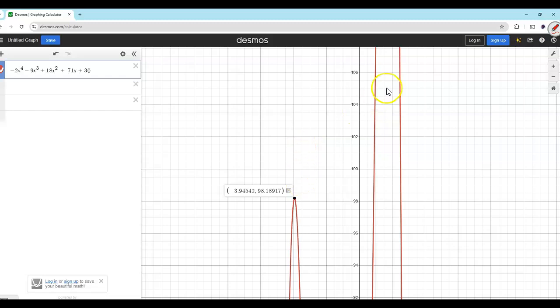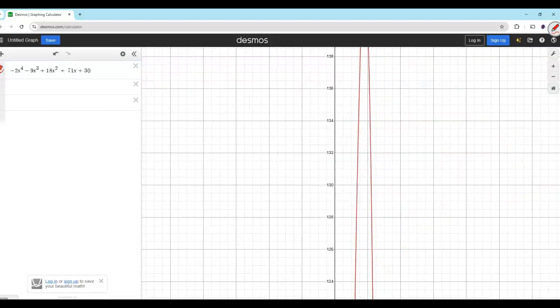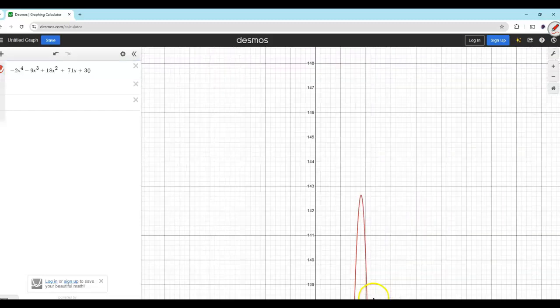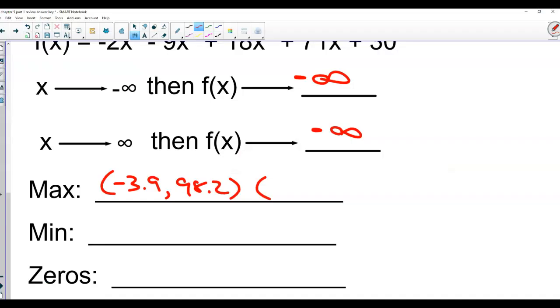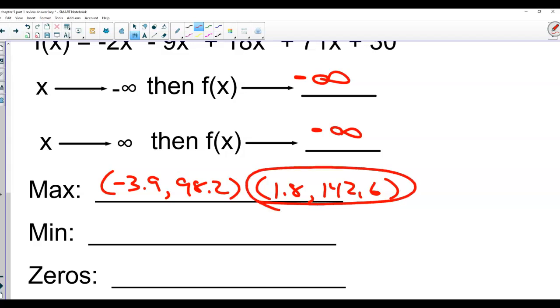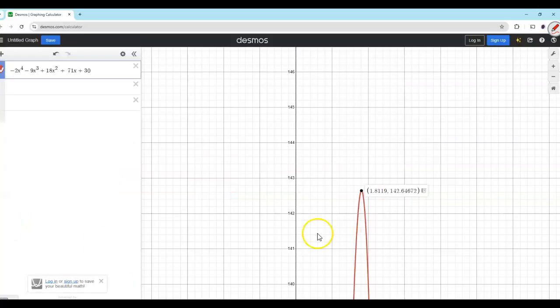Okay. So here, the extreme max essentially means you're not going to get a point higher than it. That's the top point: 1.8, 142.6. And what I'll have you do is circle the extreme max. Now the minimum, the extreme minimum, is just going to be negative infinity.